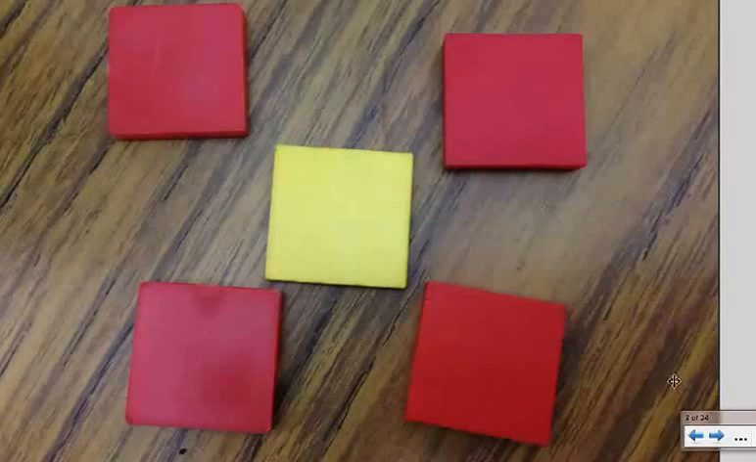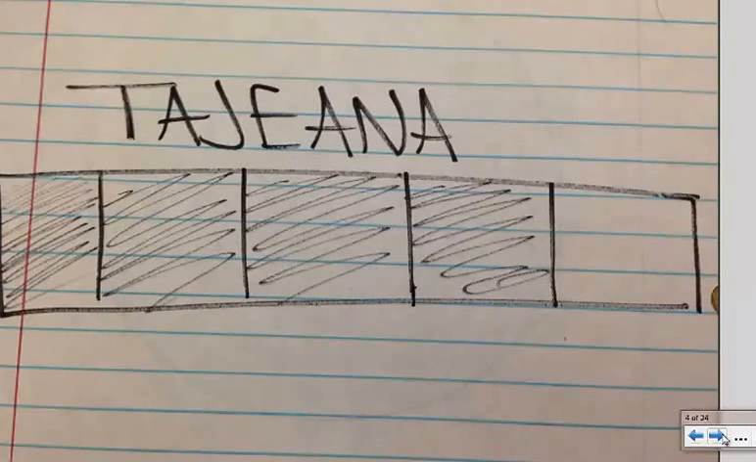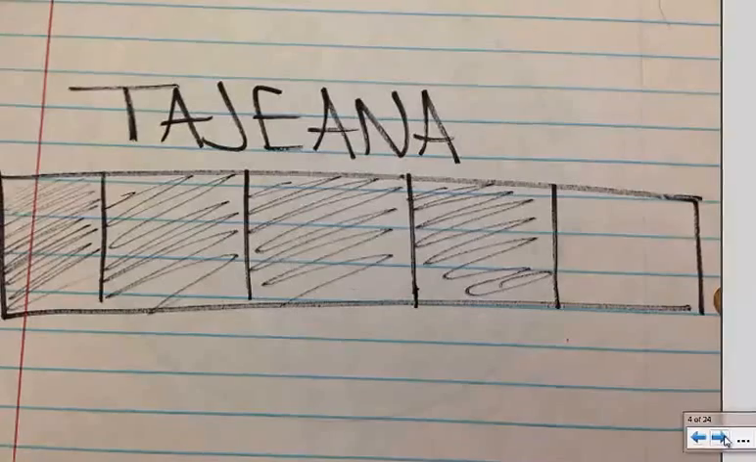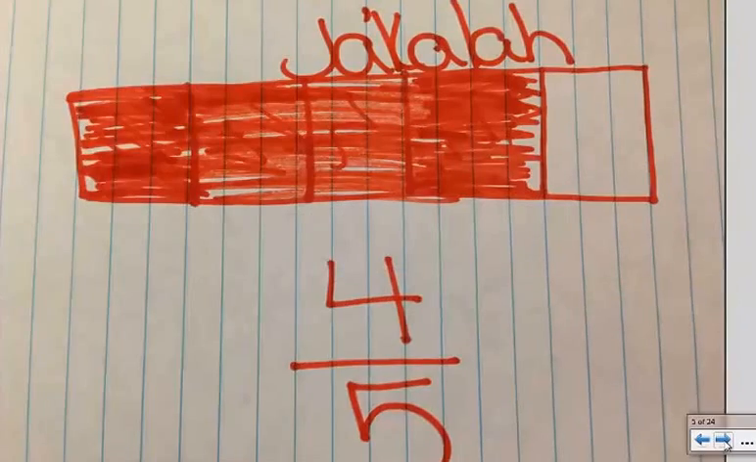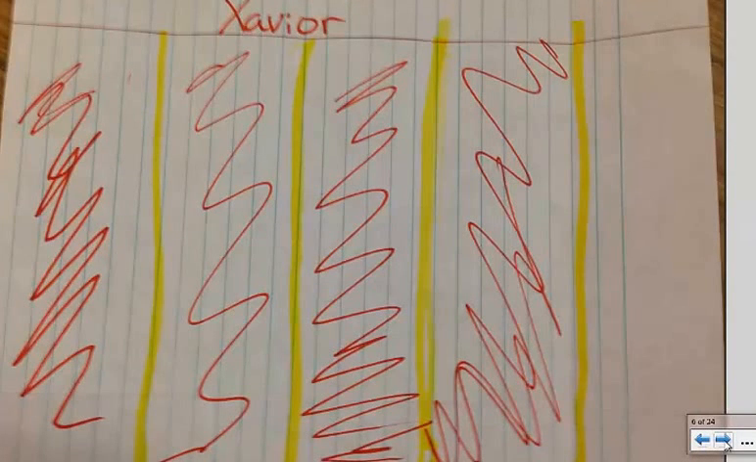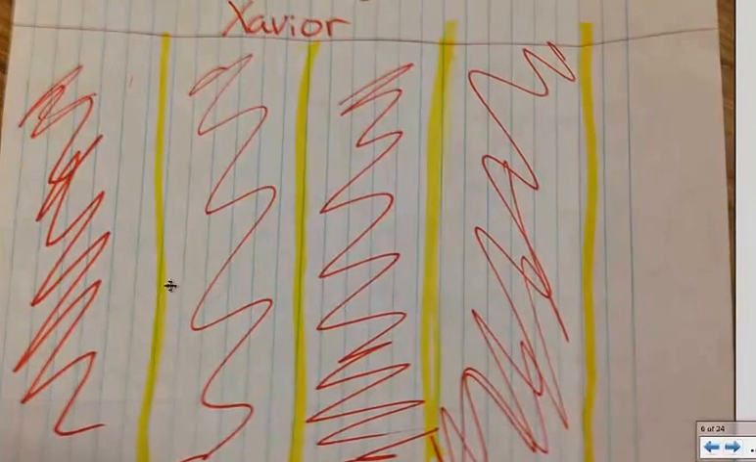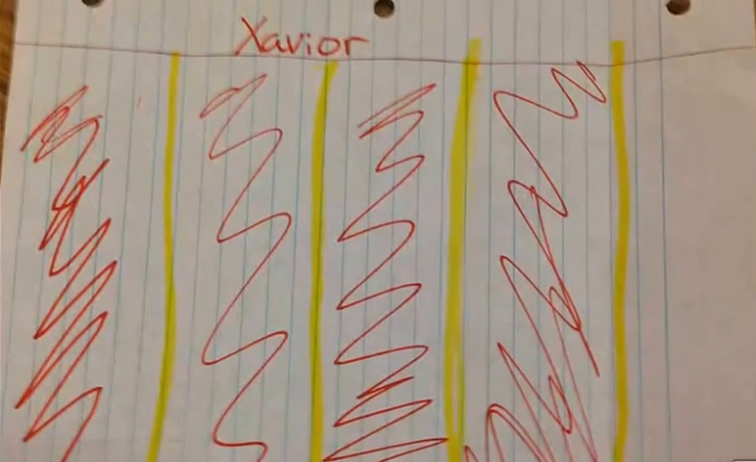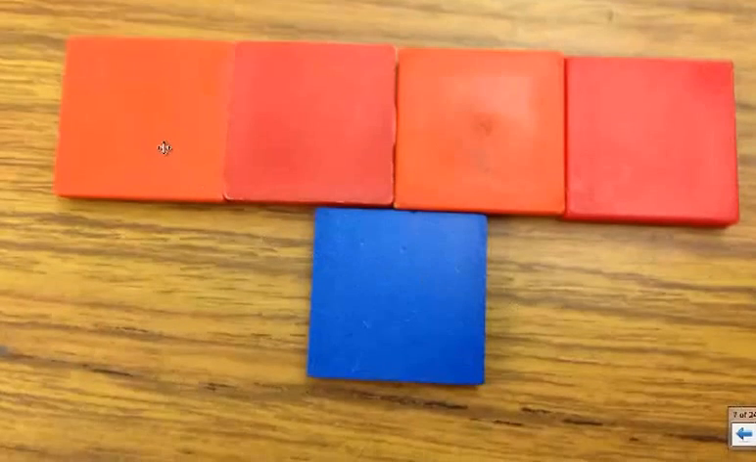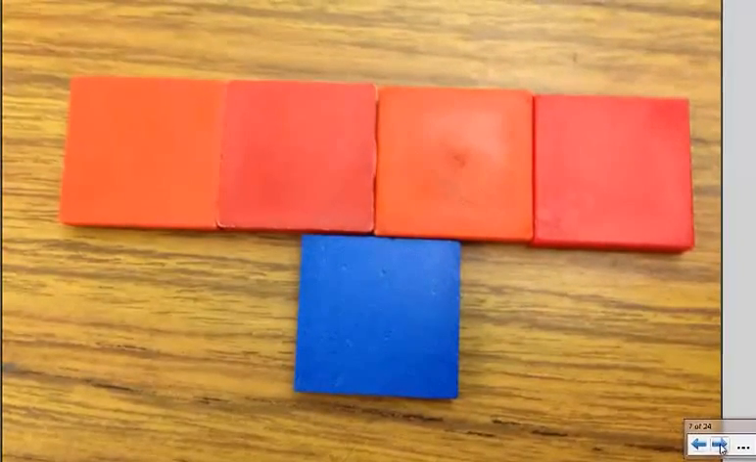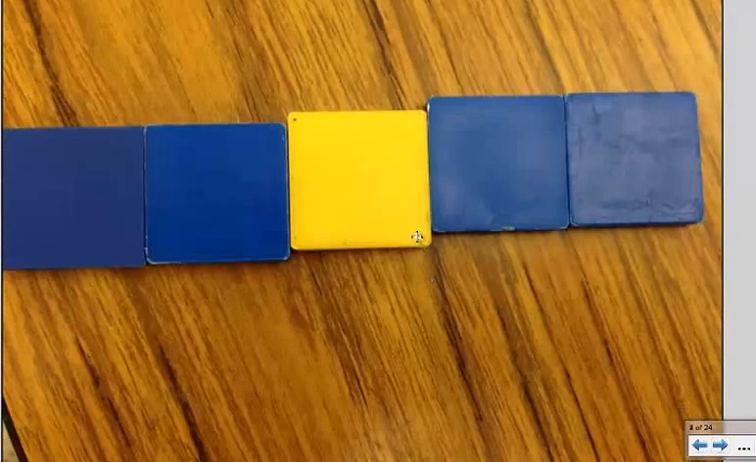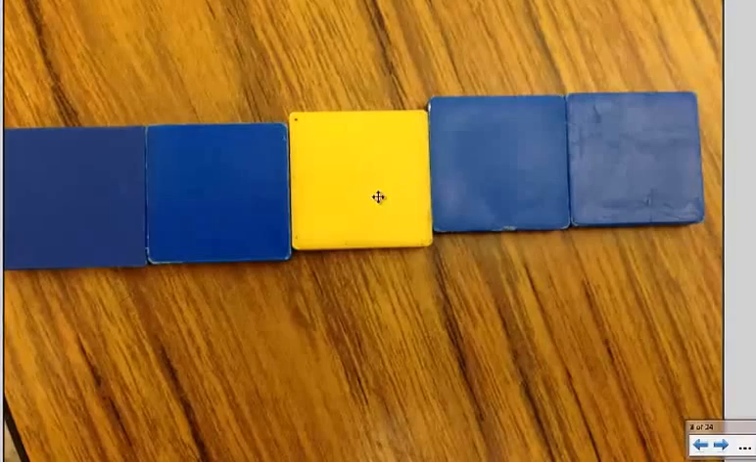This student chose to represent 4 out of 5 with 4 red out of 5 squares. This student chose to color in 4 out of 5 bars. Likewise, this student partitioned their paper into 5 spots and colored in 4 of them. The student decided that these 4 were the 4 out of 5 squares in a different arrangement. Likewise, it doesn't have to be at the end, or it could be in the middle.